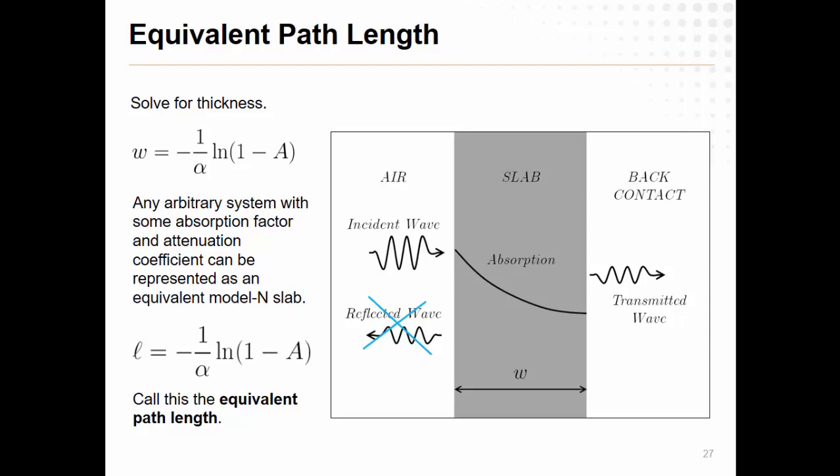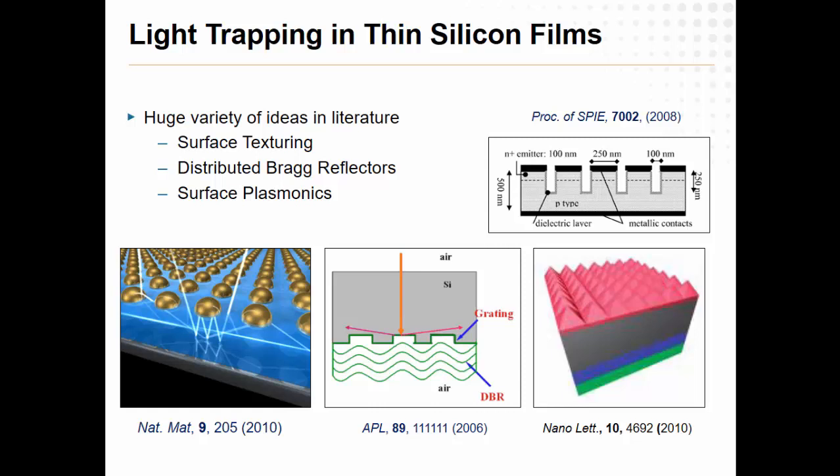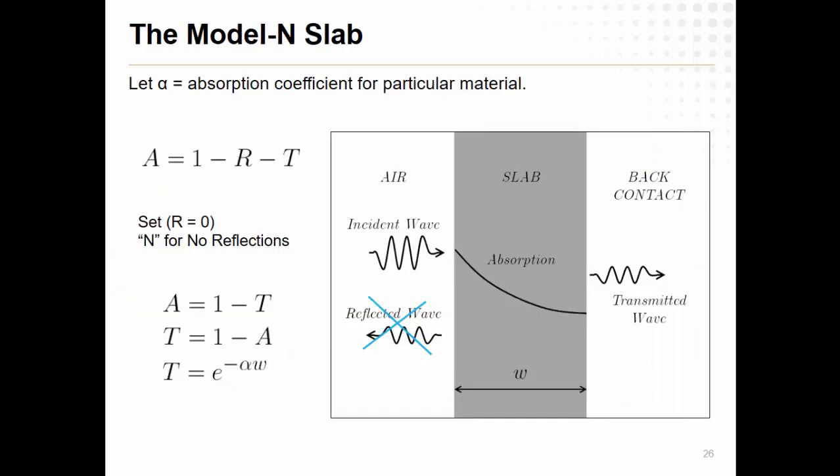So I know how much light was absorbed. I know the nature of my material, so it must have propagated through that much equivalent thickness. So it's a nice way to intuitively think about this big complicated thing here. A bunch of light comes in, and some of it's absorbed, some of it scatters back out. I can say, okay, well, it propagated through the equivalent of 7 microns of a model N slab. So you'd say that was its equivalent path length.